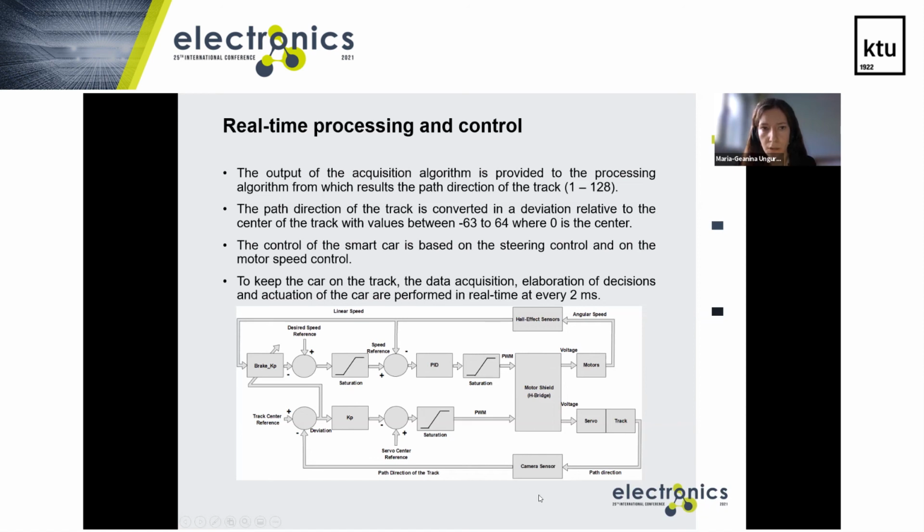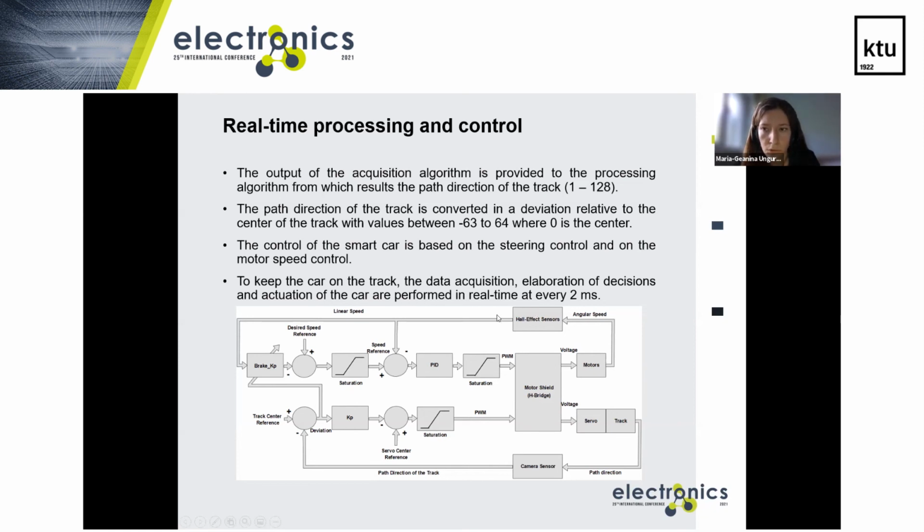From the processing algorithm results the path direction of the track. This is converted in a deviation relative to the center of the track with values between -63 to 64, where 0 is the center. This deviation is used for the steering control using a proportional gain. The command is saturated in a certain range based on the actuator work limit, and this is applied to the servo via a motor bridge.